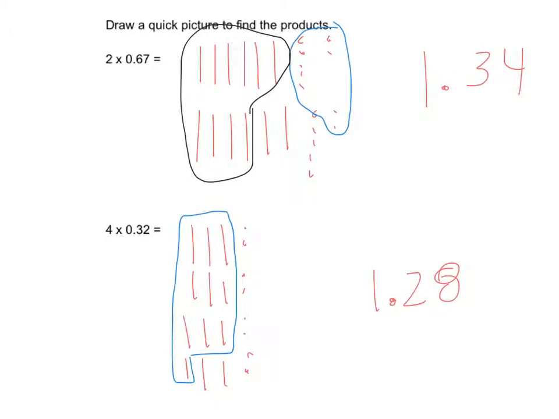Okay, and then using our quick picture method, 2 times 67 hundredths, we show the 67 hundredths right here and right here. Show that twice, and then I'm showing a group together. I've got 4 hundredths left. I've got 3 tenths, and then 1 whole. So 1 and 34 hundredths. And then on my next one, 4 times 32 hundredths, I've got my 8 hundredths here. I've got 2 tenths, and then right here I've got 10 tenths, so that makes 1 whole. So 1 and 28 hundredths.